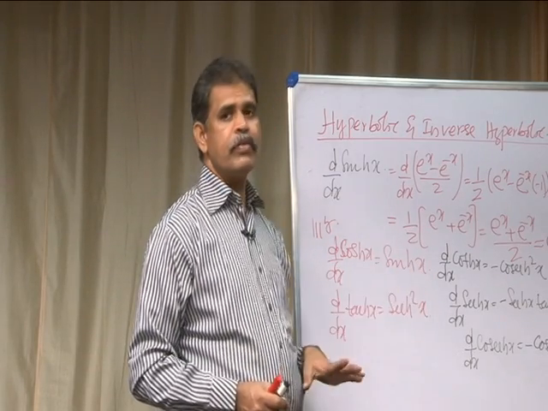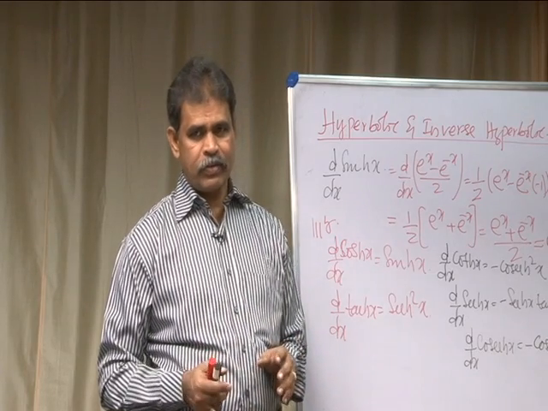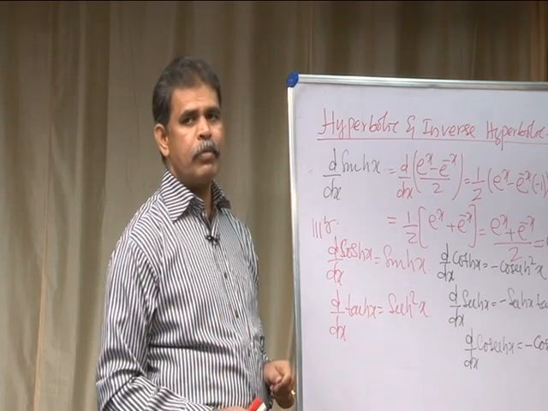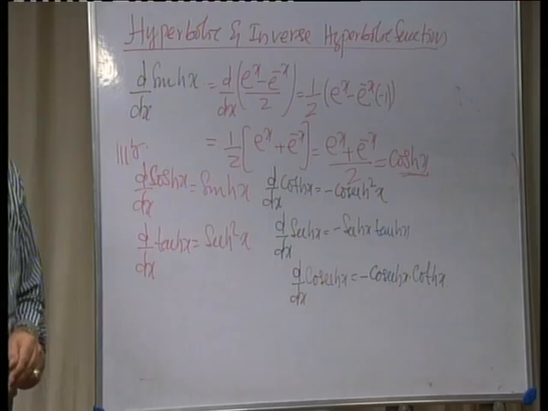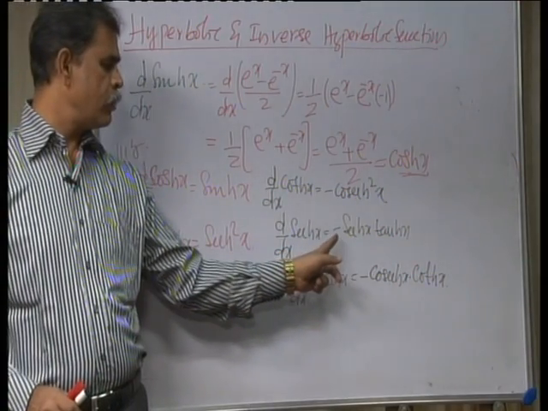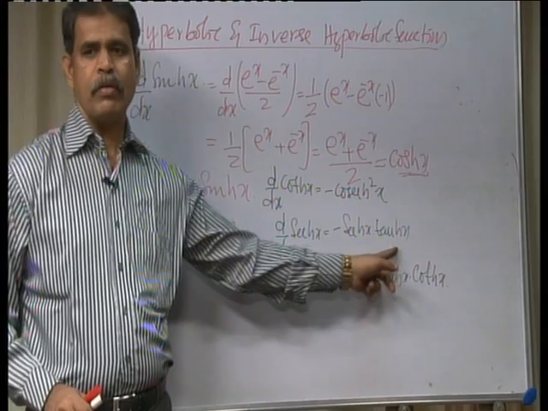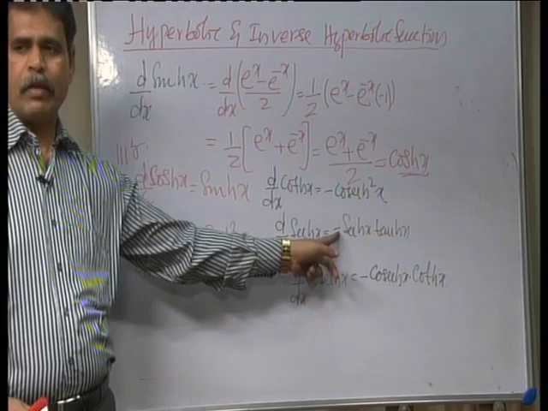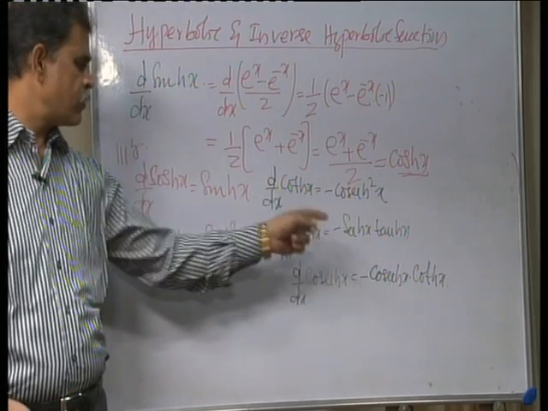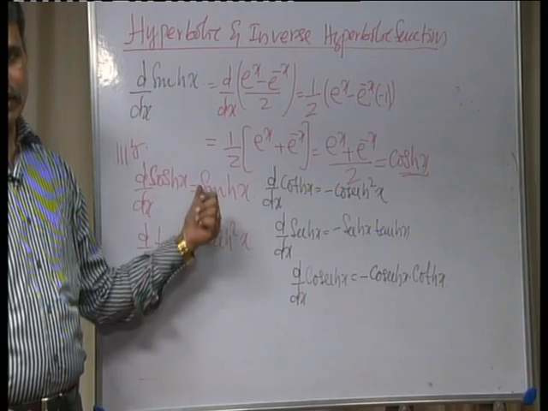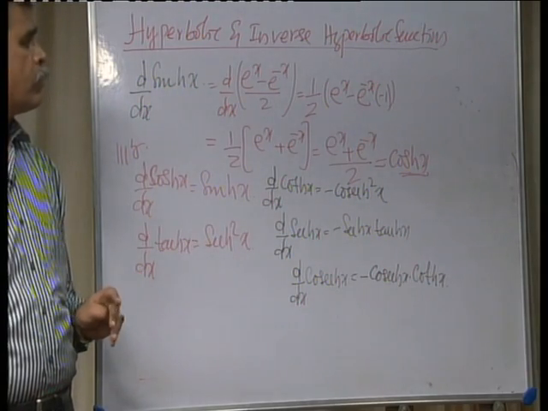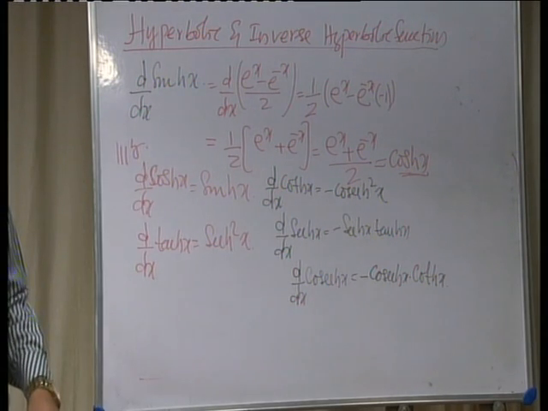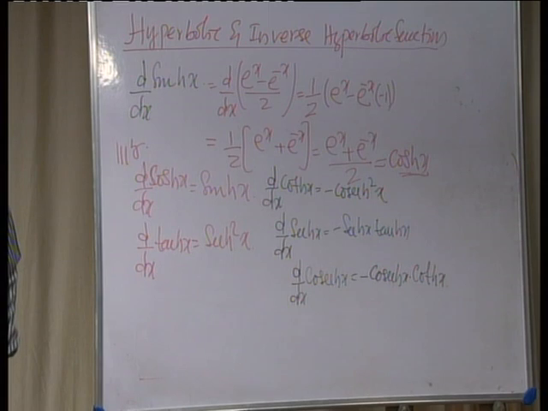And differentiation of secant x is what? Differentiation of secant x is secant x into tan x, but in hyperbolic functions the derivative of sech x is equal to minus sech x into coth x. Only this sign will change when compared to the trigonometric function. This is the derivative of hyperbolic functions. Similarly, you just see the slide, I will show the derivative of inverse hyperbolic functions.